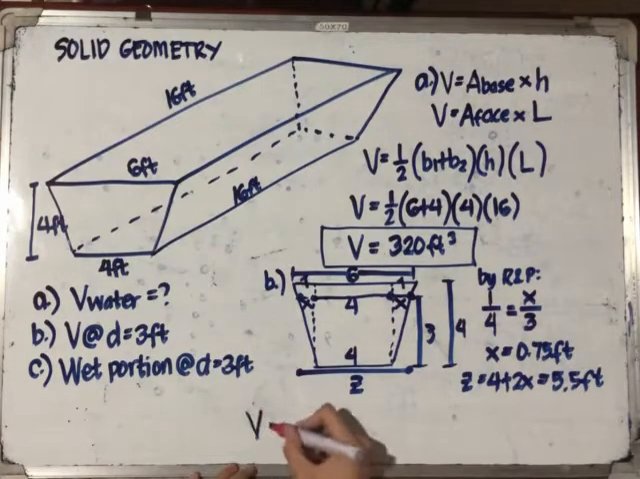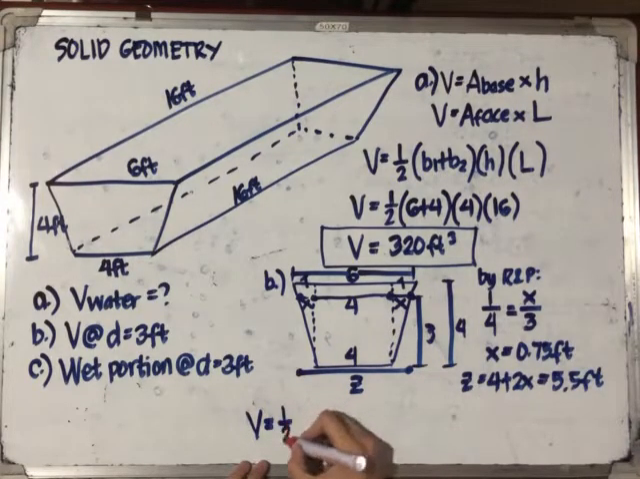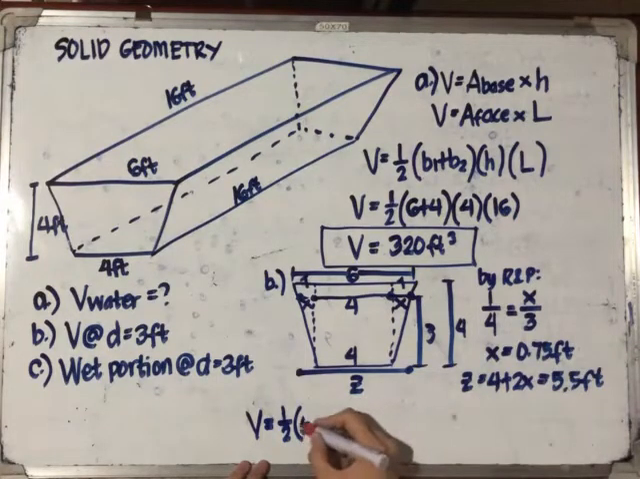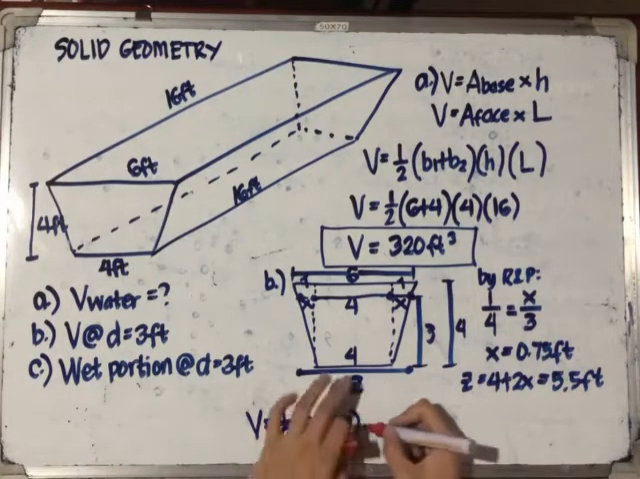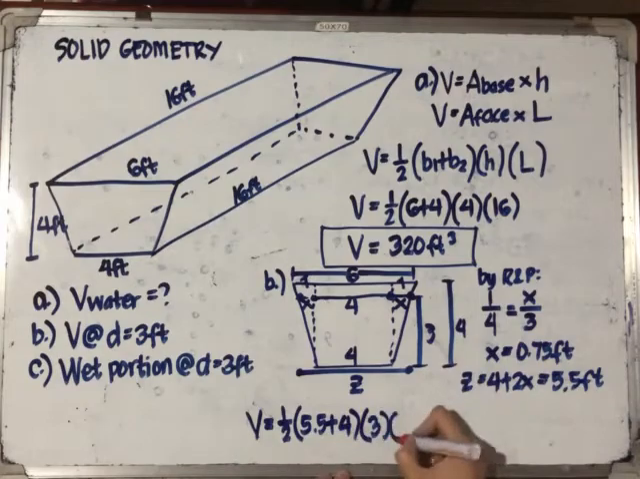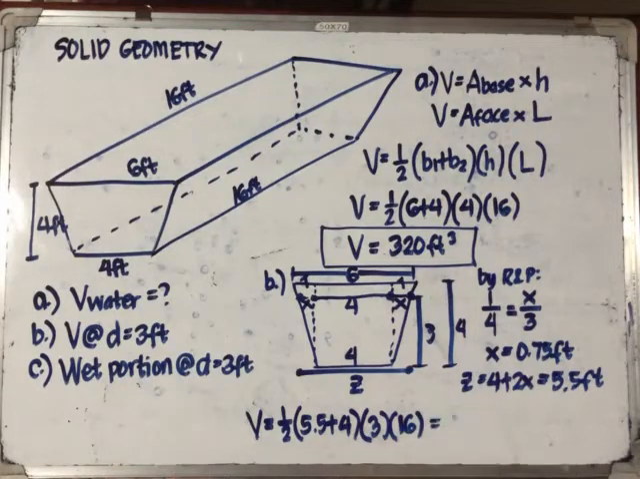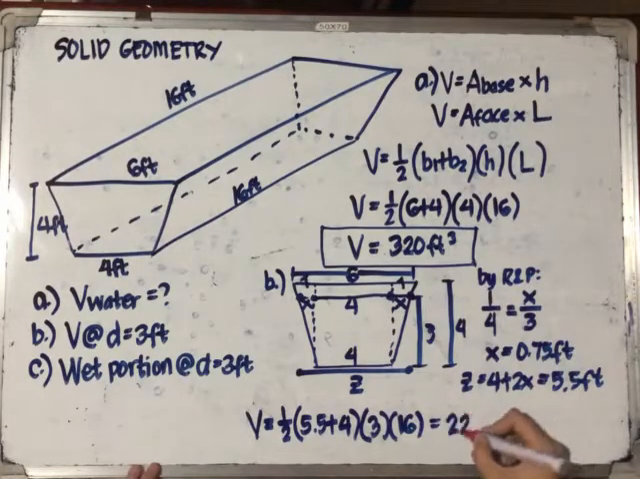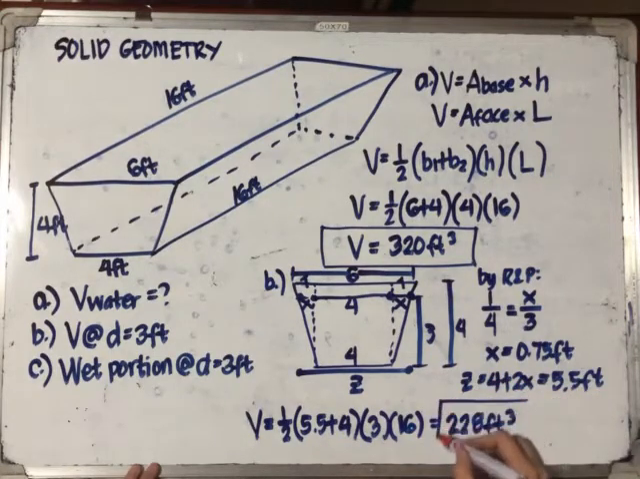Okay? So with that being said, we can get our new volume now. And that would be how much? 1/2 of base 1, which is Z, 5.5. Plus base 2 natin, which is 4, itong nasa ilalim, times the height 3, times the length. Don't forget, we need to multiply it by the length because we are looking for a volume value here. So that would give us 0.5 times 5.5 plus 4 times 3 times 16. That would be 228 cubic foot. So this answers letter B.